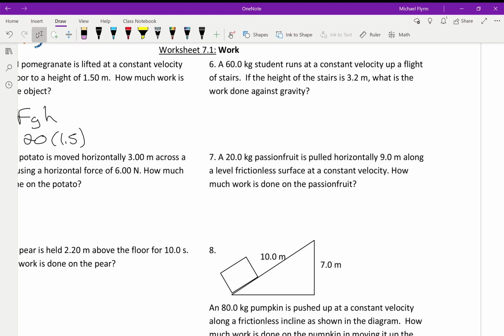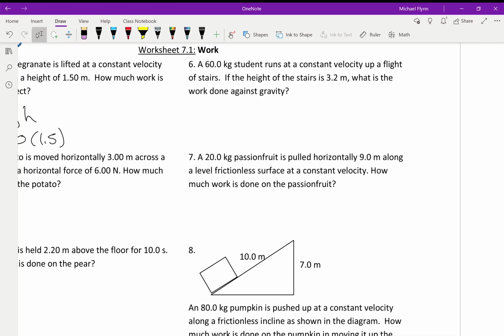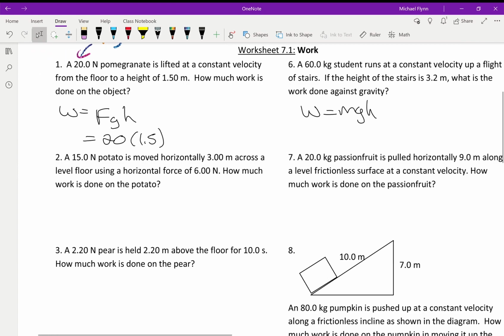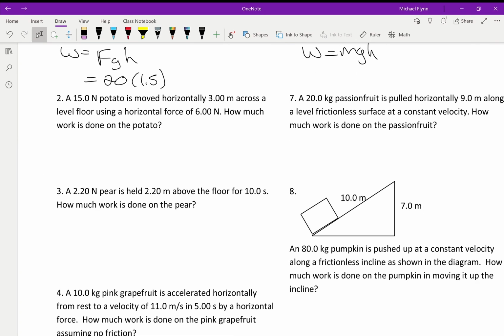Okay, so now let's skip to number 6. A 60 kilogram student runs at a constant velocity up a flight of stairs. The height of the stairs is 3.2 meters. What work is done against gravity? See, when you climb stairs, the horizontal movement doesn't really require any force to move horizontally. It's the vertical movement where you're fighting against gravity. So we don't really care that you're moving horizontally at the same time. We're just going to do it like this. The work done is mgh. Super easy, right? Whenever you're lifting anything, going up, that's it.